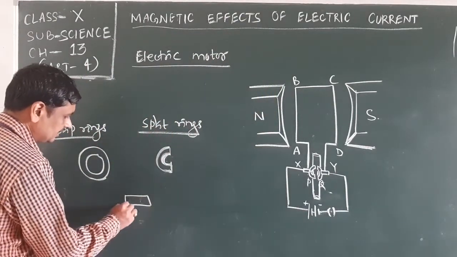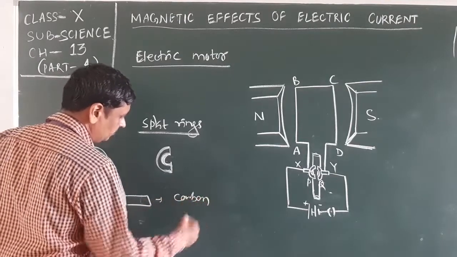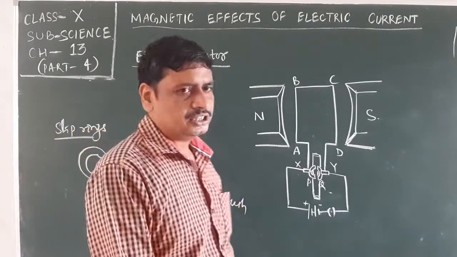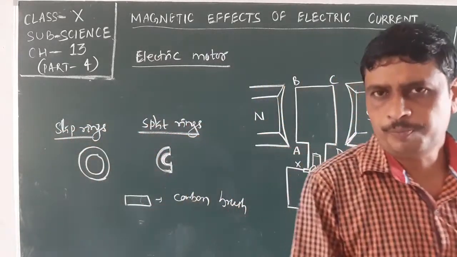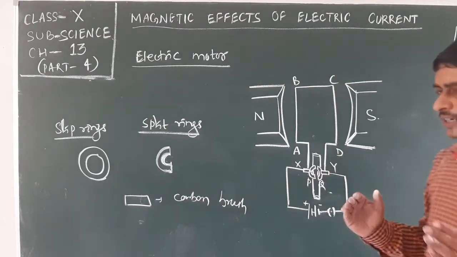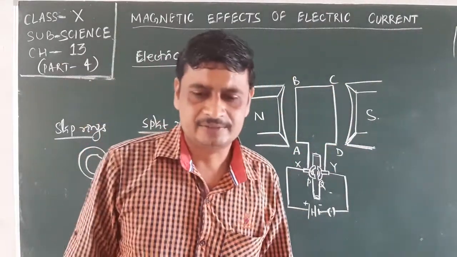These are the brushes made of carbon, and the function of the brush is only to fix the joining of the ring and that of the end of the armature.